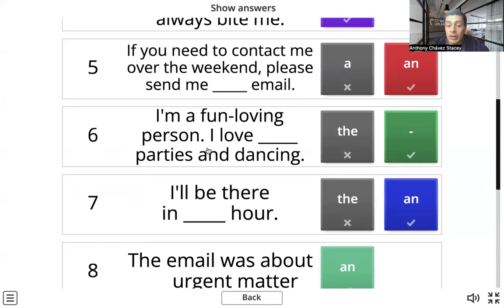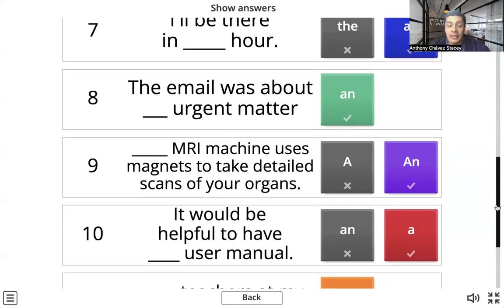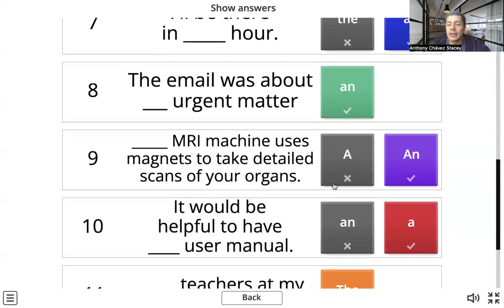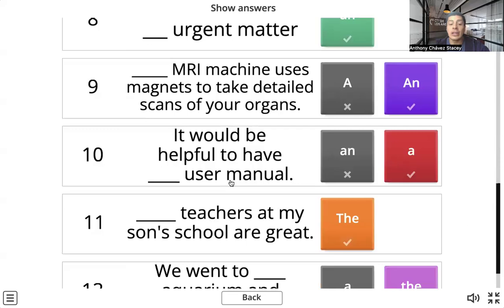I am a fun-loving person. I love parties and dancing, no article. I'll be there in an hour. The email was about an urgent matter. In this case, I can say a or the MRI machine uses magnets. No, it's not correct, neither is this other one. Yes, it will be helpful to have a user manual, not an user manual, because I am using a vowel sound there.